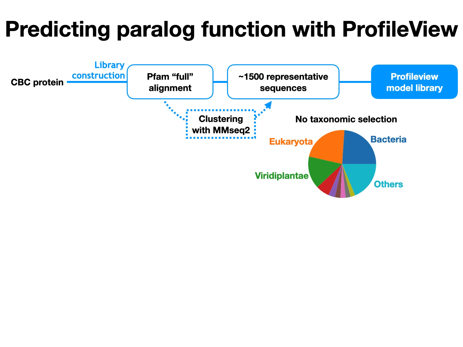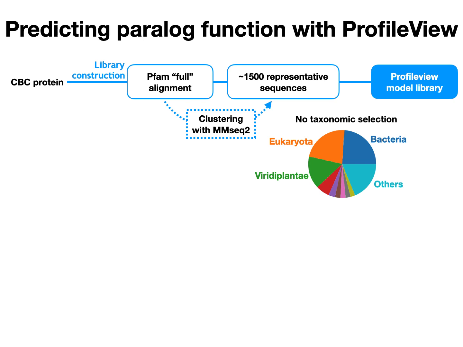ProfileView has reached excellent performances in predicting the function of homologous proteins, but it has never been used for paralog function annotation before. We thus have used a new protocol in order to maximize the signal. For each Calvin cycle protein, a list of pertinent PFAM domains is extracted. We start from the PFAM full multiple sequence alignment and, in subsequent steps of clustering with MMseqs, choose around 1,500 sequences with which to build the model library.